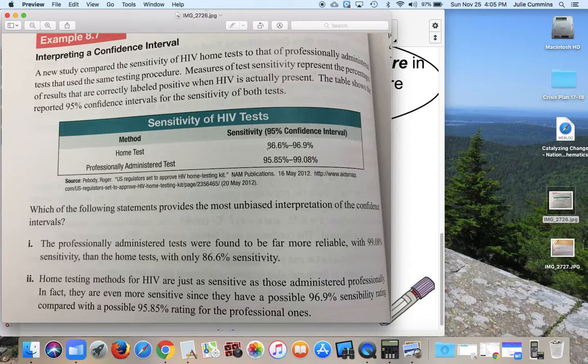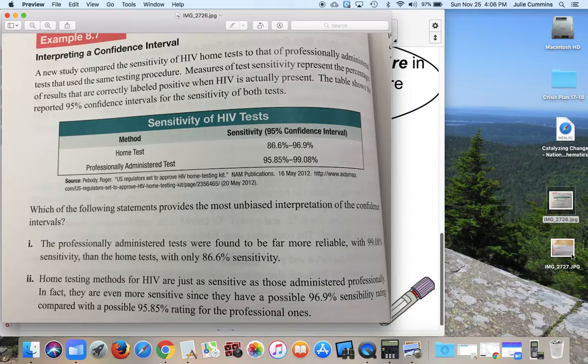So let's look at number 2. Home testing methods for HIV are just as sensitive as those administered professionally. In fact, they are even more sensitive since they have a possible 96.9% sensitivity rating, compared with a possible 95.85% rating for the professional ones. Well, again, they are looking at 96.9, which is the high end of this, and then for the professional ones, they were looking at 95.85%, which is a low end. And again, you can't pick and choose. So this is not a valid conclusion.